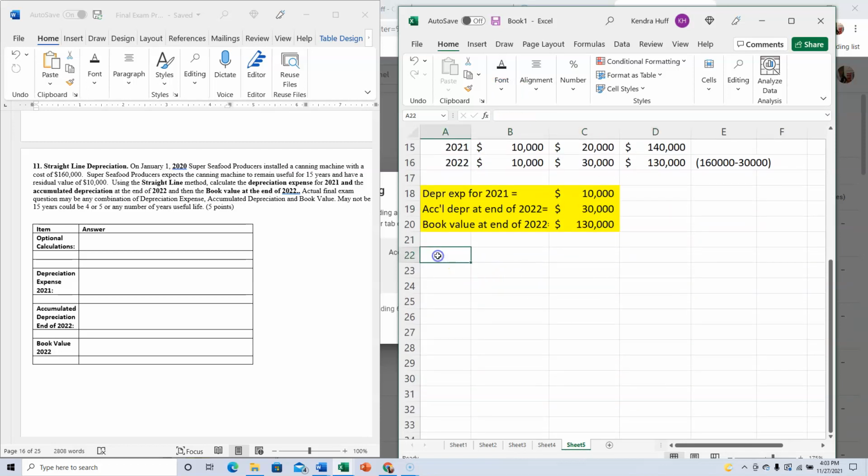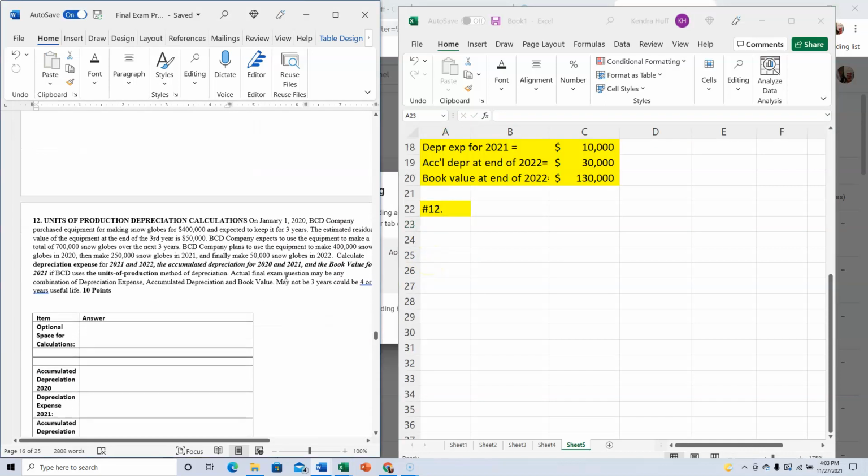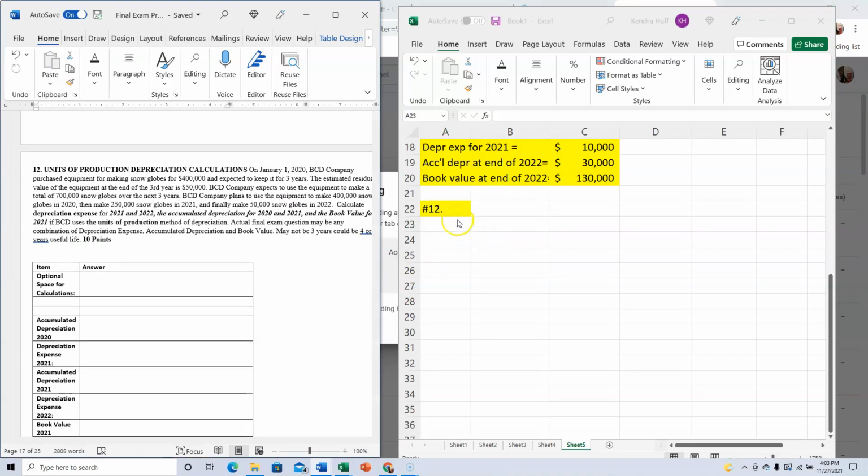All right, number 12. I don't know what made that highlighted. Okay.